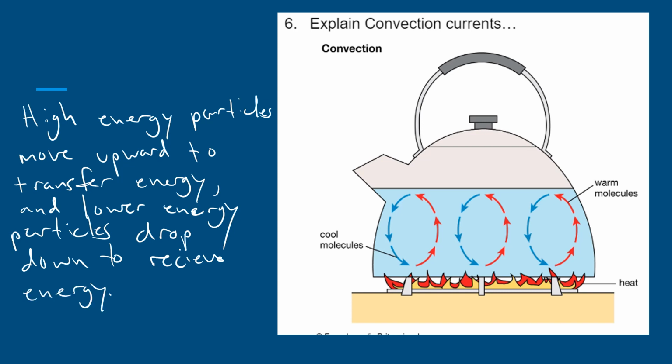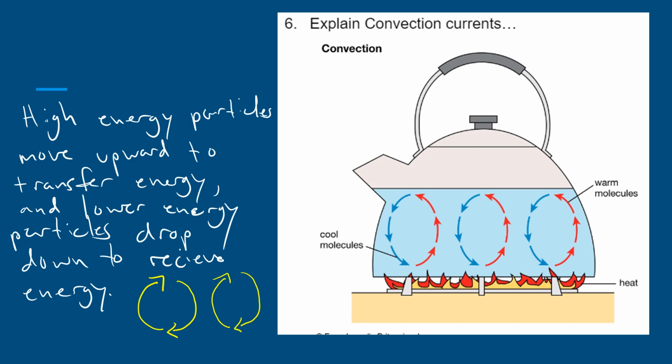So let's think about it. Let's say these high energy particles gain energy when they're down at the bottom. They move up. They pass that energy on. And when they pass that energy on, they lose the energy. They no longer have it. And then they begin to come back down. And then when they come down, they're able to receive more energy. So think of little UPS trucks that are picking up energy, dropping it off, coming back, picking up more energy. And that's how these things work. They rise up, they pass on their energy, they come back down, they receive more.